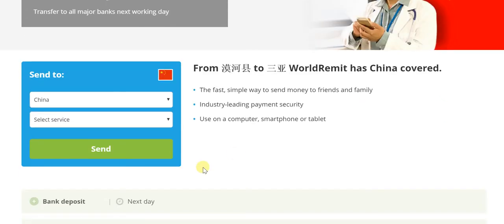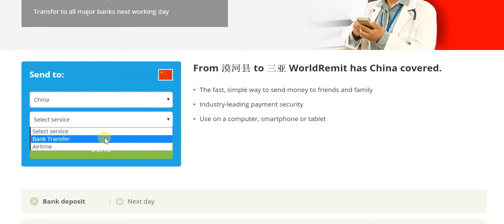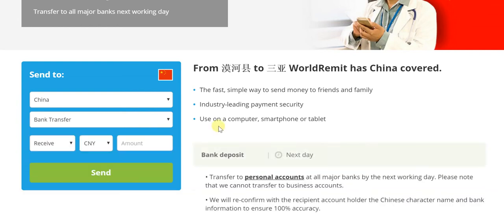Now, let me showcase the steps to you. We're starting with the fact that we're sending money to China. Select service between airtime and bank transfer. I'll focus on bank transfer in this particular video because when it comes to airtime, we are essentially looking at mobile airtime, which is not cash per se. It's just the fact that mobiles are recharged. So instead of that, let's focus on bank transfer alone.